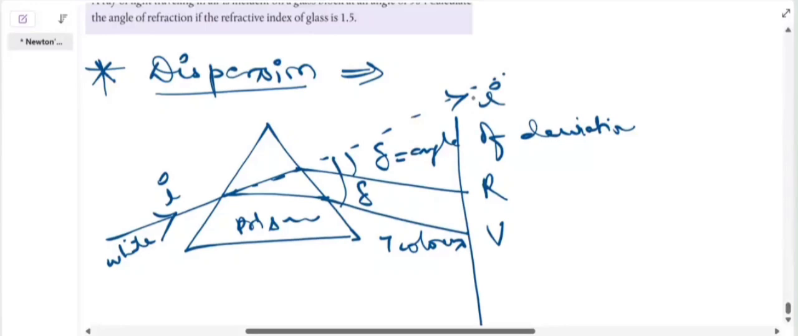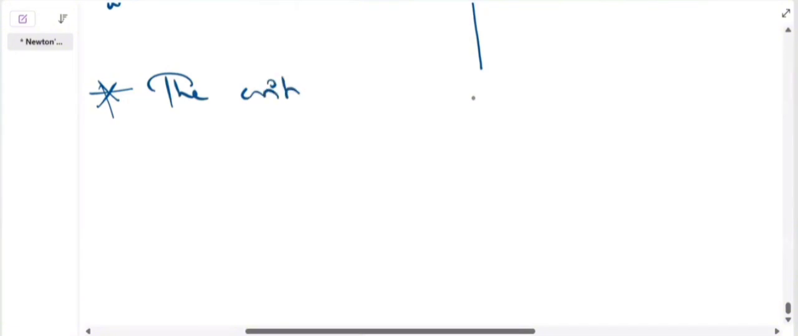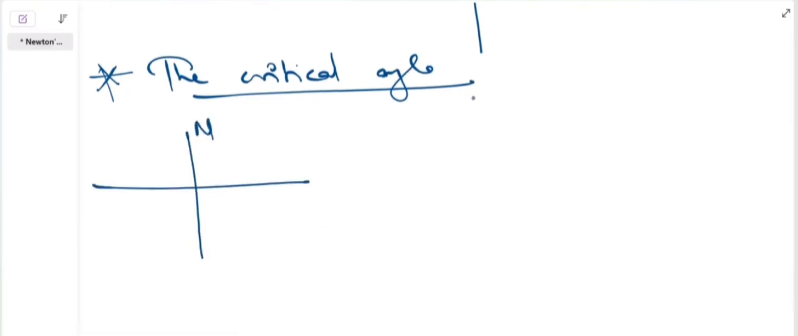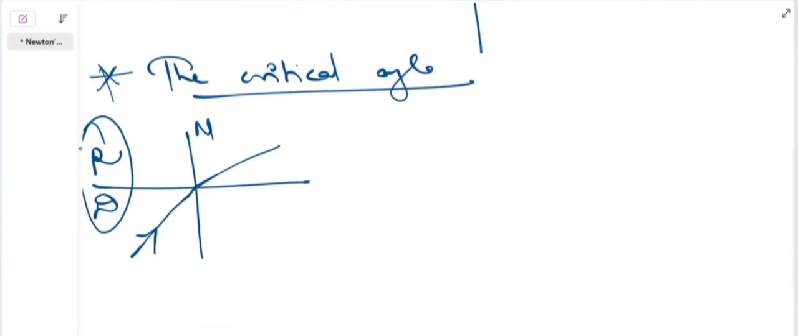Let's talk about the critical angle now. For critical angle, you will have total internal reflection happening. What is total internal reflection? Let's say here I have the normal line and my incident light is passing through from the denser to the rarer medium. Very first condition, it should travel from denser to rarer. When it is traveling, you will see it going away from the normal. So angle R will be greater than angle I.